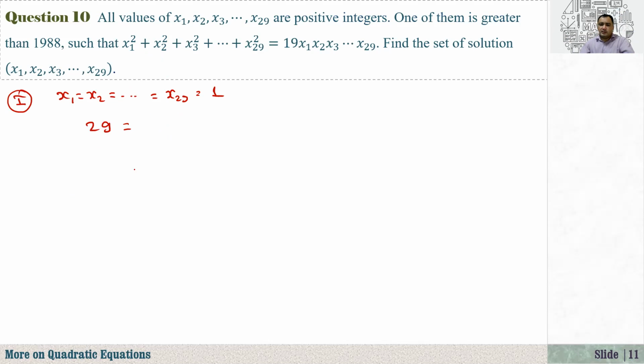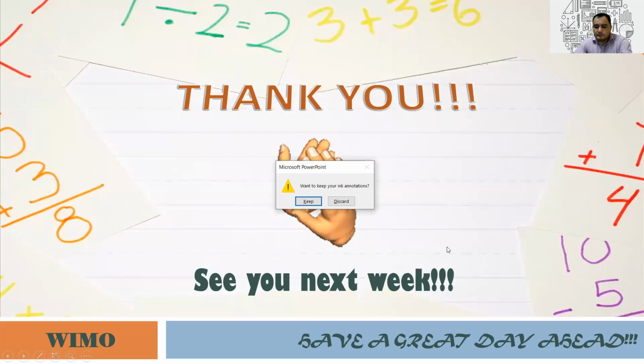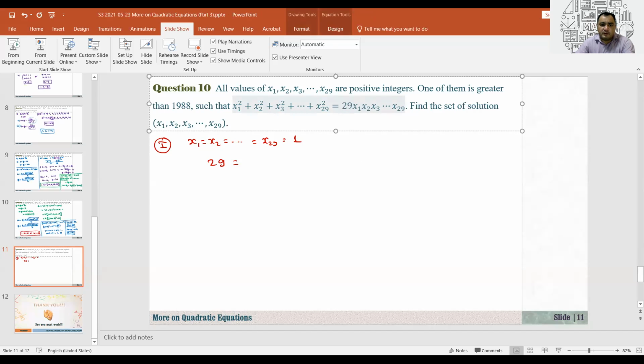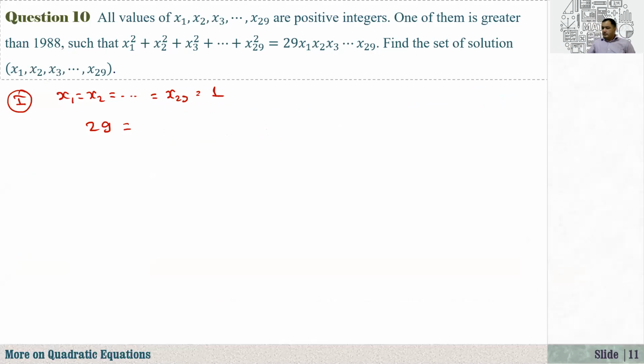On the right hand side, here it should be not 19, it should be 29. Let me correct this. So on the right hand side, we have 29 times 1 times 1 times 1, and that's equal to 29. That's one answer. One solution is 1, 1, and 1.